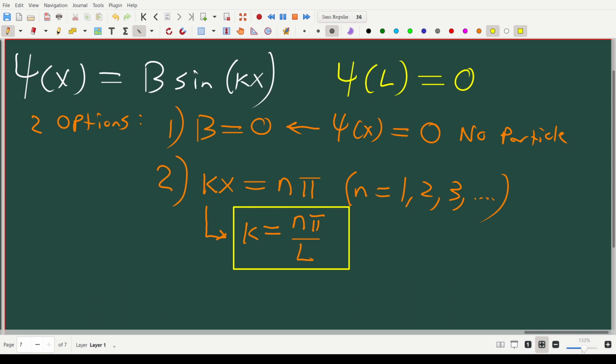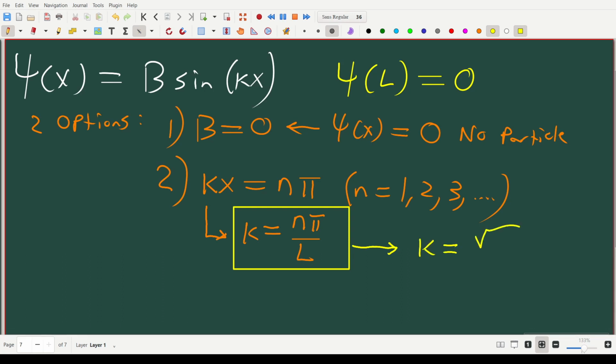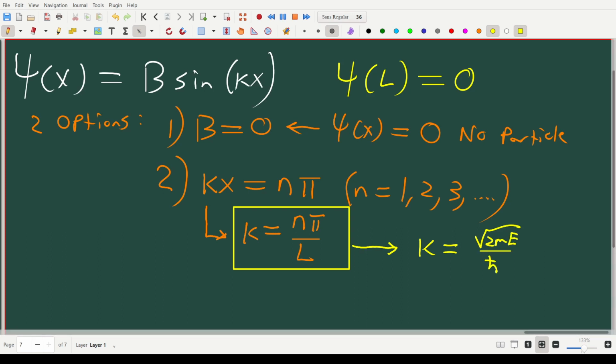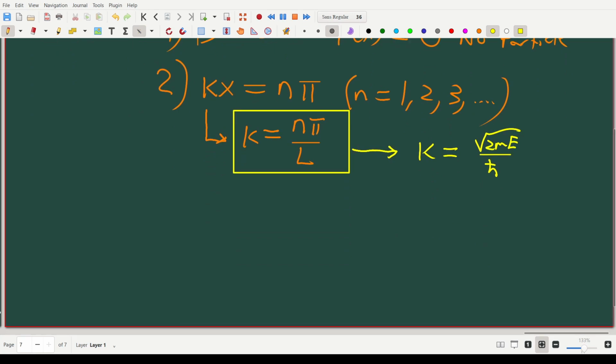But now here's the cool thing. I also defined k. Remember, we wrote it down earlier. It's proportional to the square root of energy. So now we can relate these two formulae together. k is related to energy, but k is also related to this n number. So let's relate them. We have n pi over L, where n is an integer, equal to the square root of 2mE, the energy of the particle, divided by h bar.